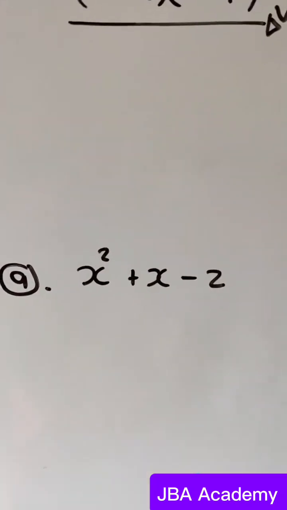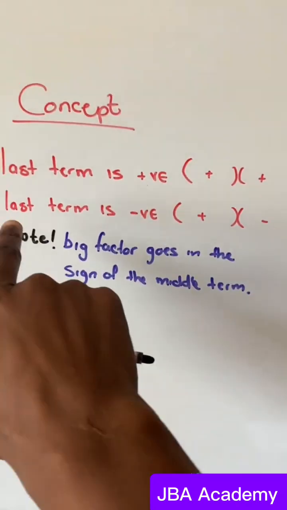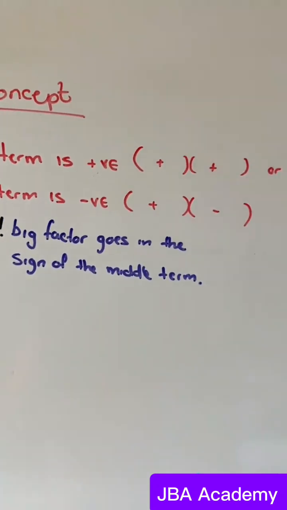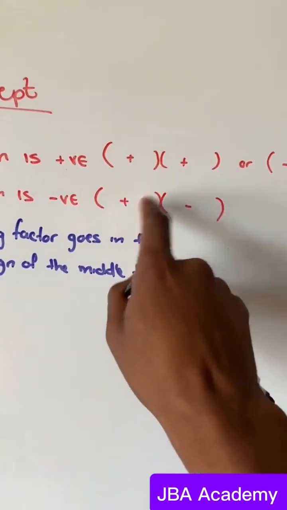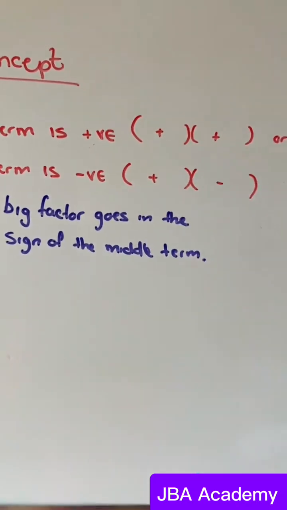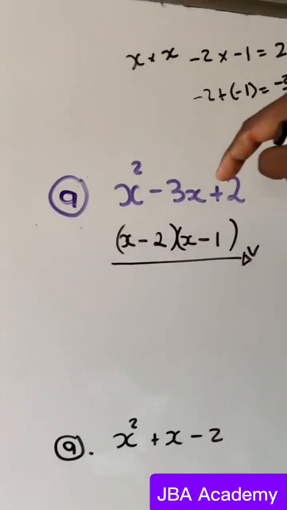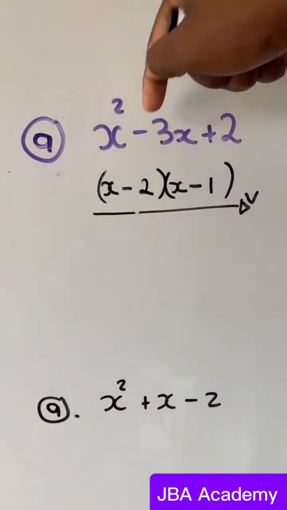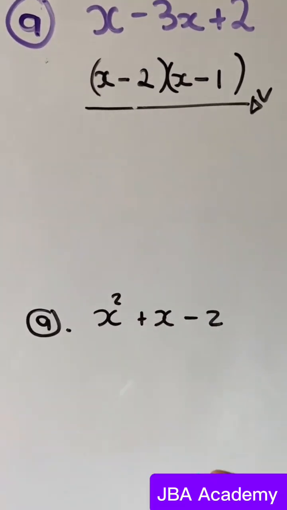Now, let's get into this one. What happens if your last term is negative? Well, if your last term is negative, it means the signs in the brackets will not be the same, meaning you're going to have a positive and a negative. It doesn't matter which one comes first. Now, note that because your signs are not the same, your factors will not just be placed into random brackets. The big factor goes in the sign of the middle term. You see here, we chose the sign of the middle term because we had to choose the same sign. But when your last term is negative, the big number goes in the sign of the middle term.